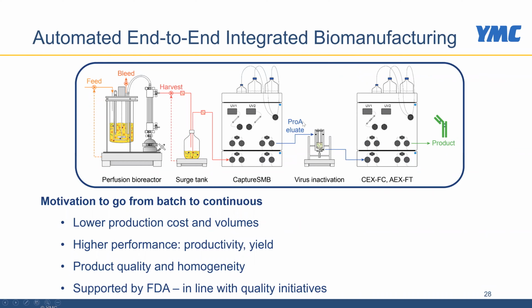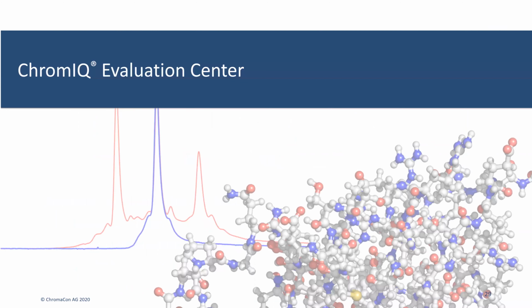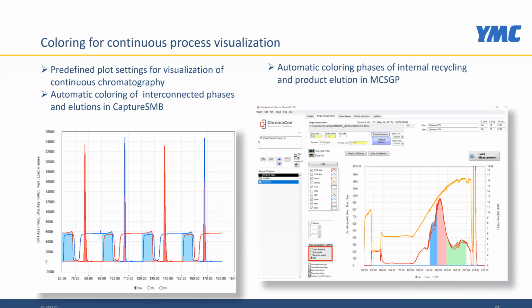Okay, this is just an overview, a slightly larger view of the setup shown before. Now I'd like to show you a few features of the evaluation center. What you've seen before is the ChromIQ software and its features useful for running continuous chromatography. And now we come to the evaluation post-run.